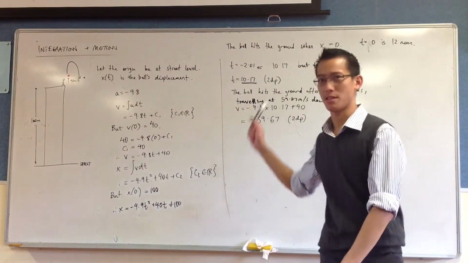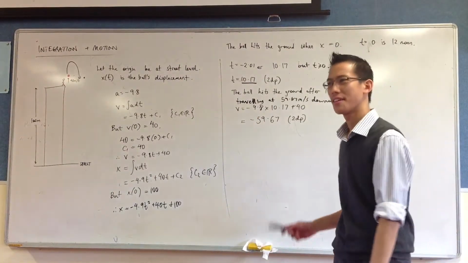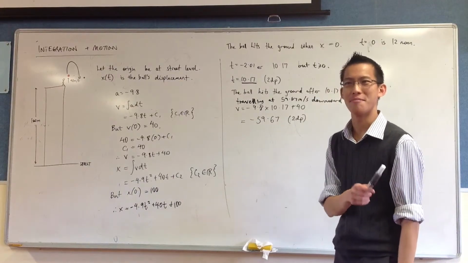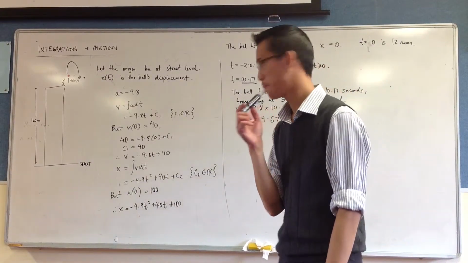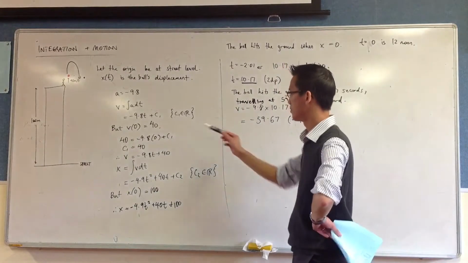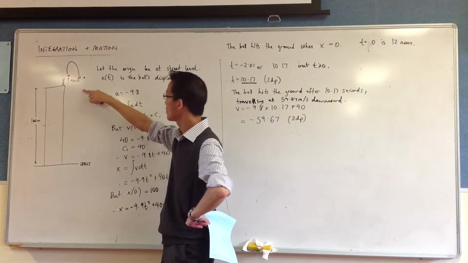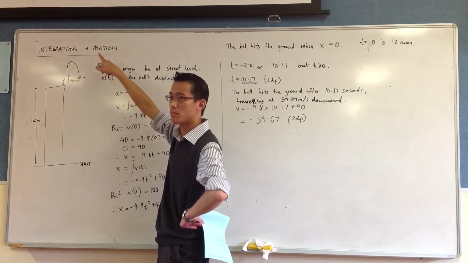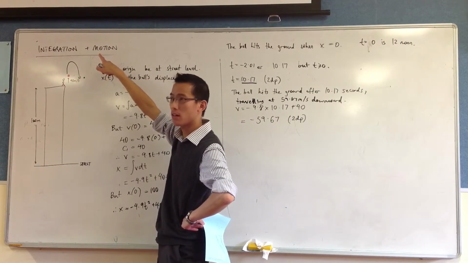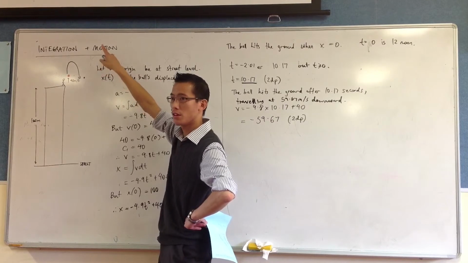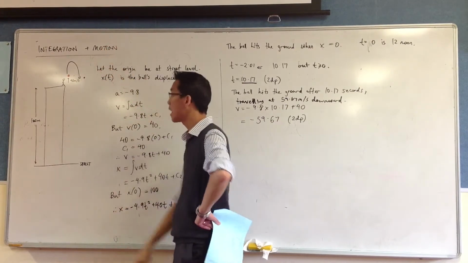Does anyone have any questions about the process we went through? Joe, how did you get your time? I split it. I did when he throws it off, and I put that as one equation. And then I got the value for that time. Then I calculated from the top downward part, and then I added it.